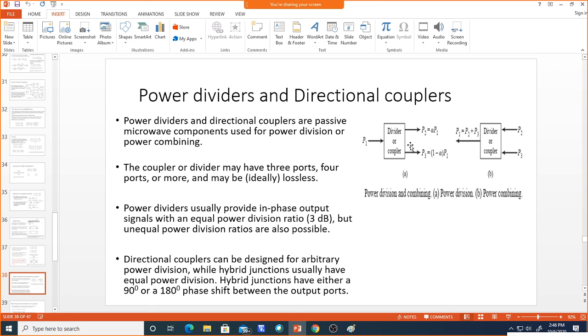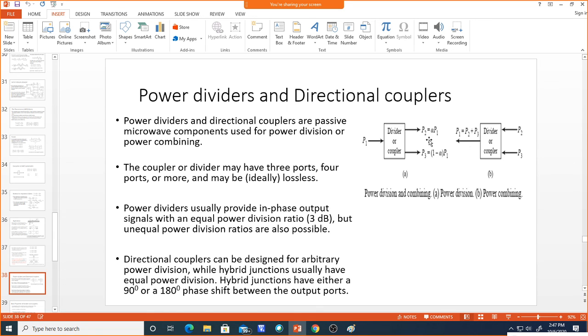Couplers are generally used to divide the power unequally, and power dividers generally divide the power equally, though you can divide unequally also. So this is the power divider and this is a power combiner. If I give the power at port 1, it will equally divide the power between port 2 and port 3. Similarly, if I give the power at port 2 and port 3, it will combine and give the power at port 1.